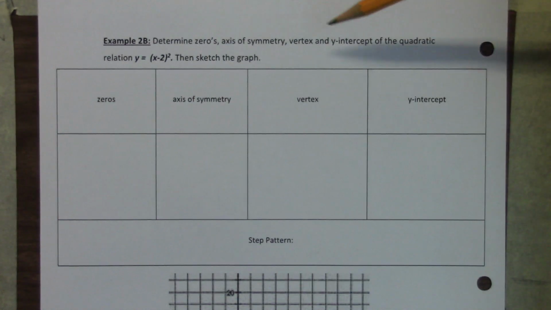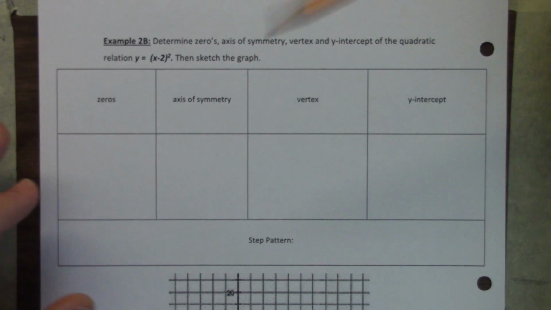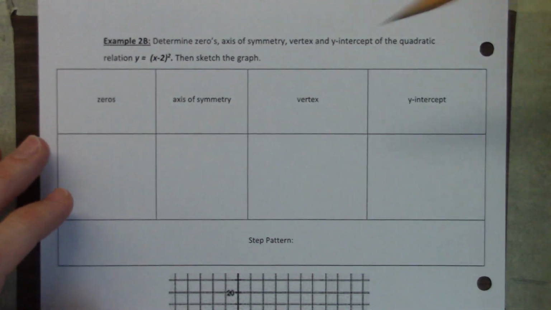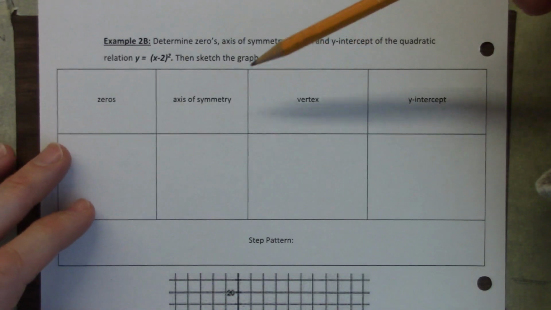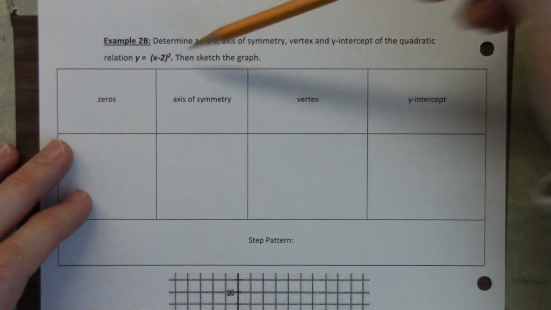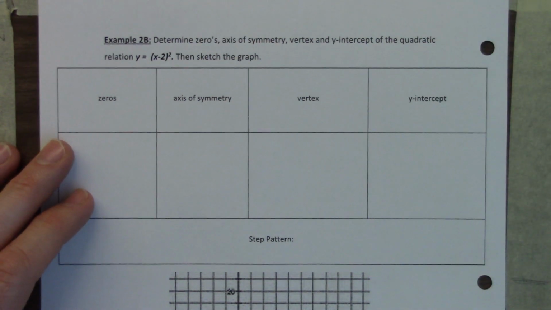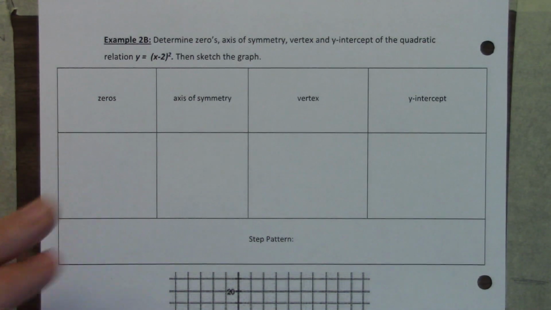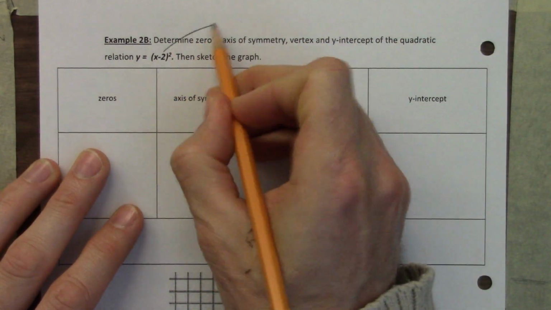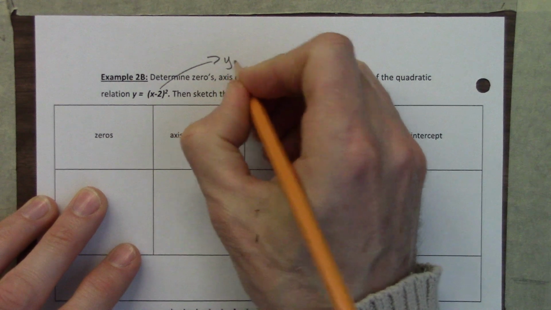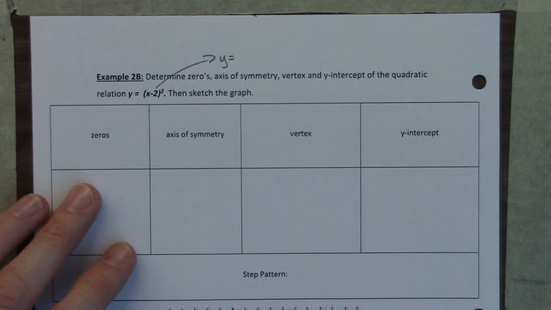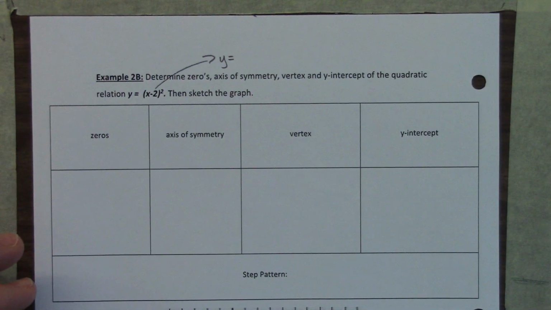Determine the zeros, axis of symmetry, vertex, and y-intercept of the quadratic relation. RC, you're going to help me on this one now. What's the zeros here? Okay, I'm going to help you out here because this does look a little weird. How could I rewrite this in factored form? Anybody know?